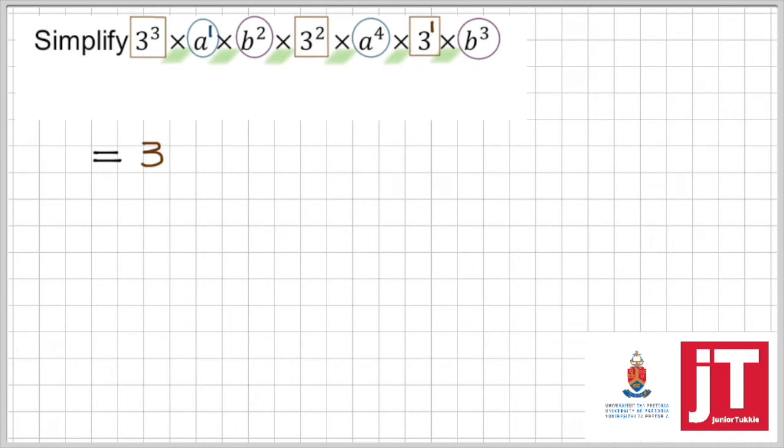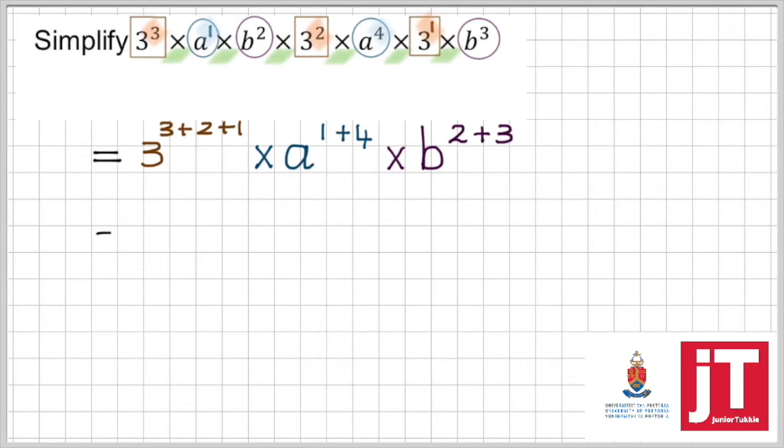We can now start to add the exponents of the terms that have the same base, starting with 3. I see an exponent of 3, 2, and 1, so we add 3 plus 2 plus 1. We then move on to a, with its exponents being 1 and 4, so we say 1 plus 4. And lastly, b has the exponents 2 and 3, so we say 2 plus 3. We can simplify this so that the final answer is 3 to the power of 6 times a to the power of 5 times b to the power of 5.